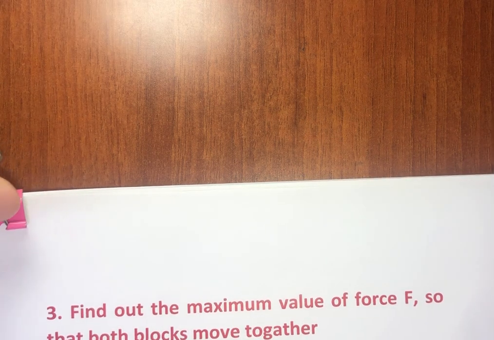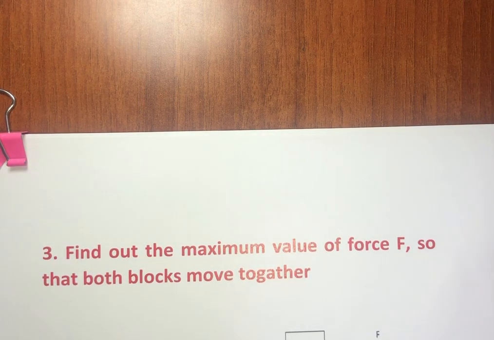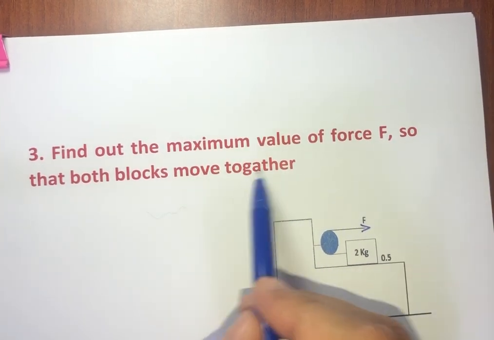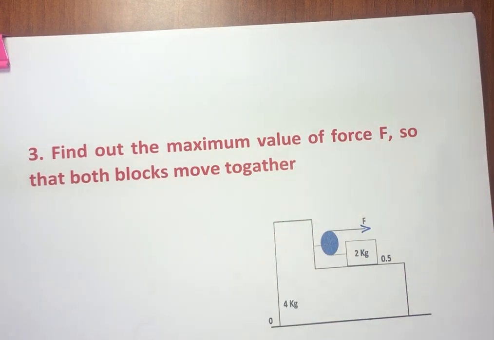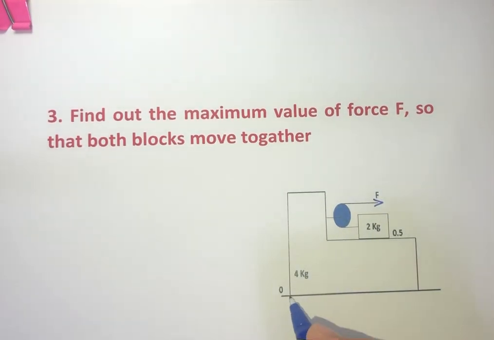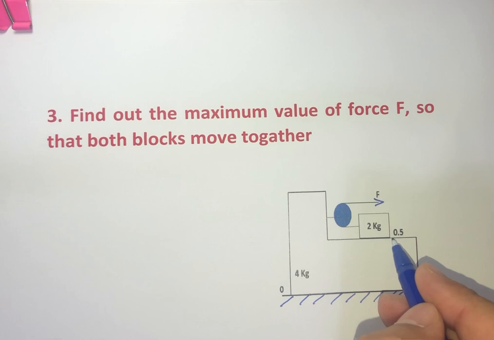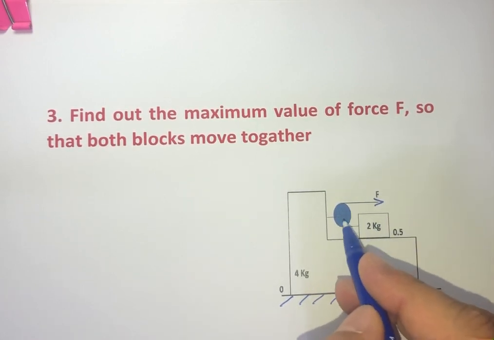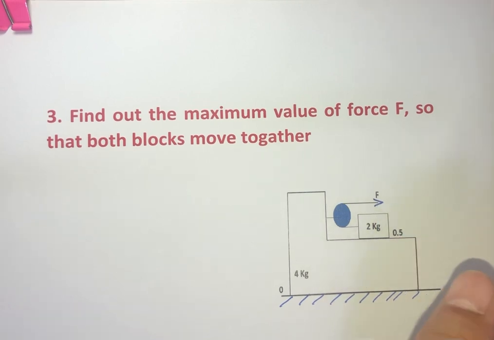And this is question number 3, the last question for this. In this case we are supposed to find out once again the maximum value of force so that both blocks move together. We have a block of 4 kg. Here the friction is 0, and the 2 kg block is having a friction of 0.5, and the force is being applied with the help of this pulley towards the right side.